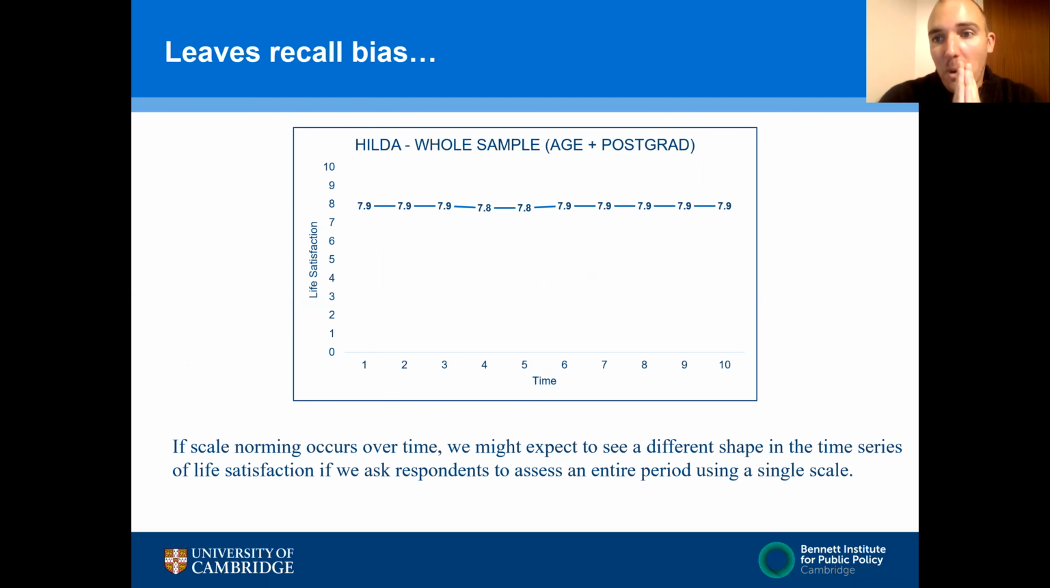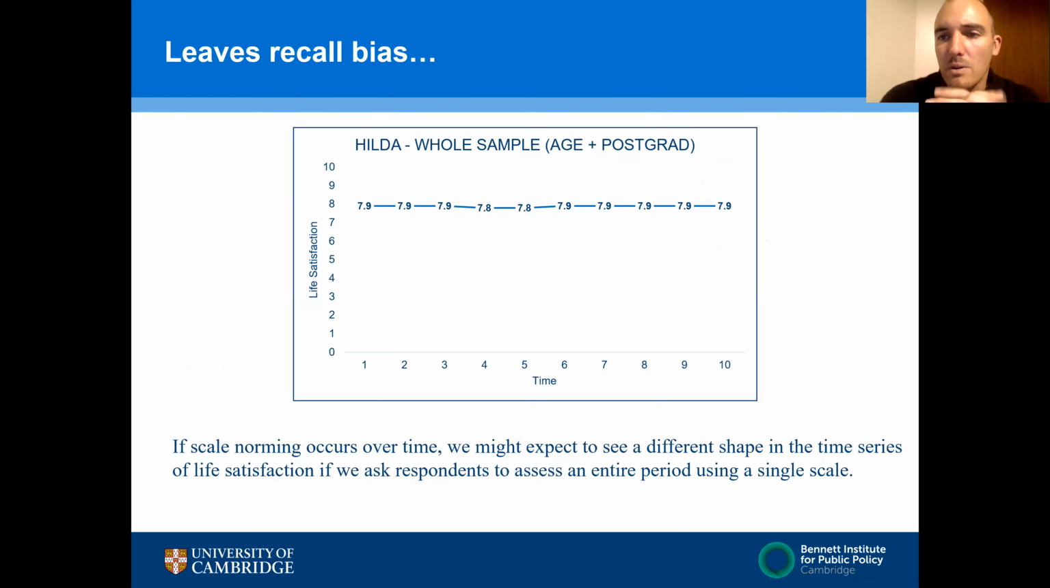Right, so that leaves recall bias. And I think recall bias is really the hard one. It's very difficult to control for, and it's very easy for it to create the impression of scale norming when actually it's just people not thinking very deeply about what they're doing. So how could we start to get at recall bias, and how could we start to get at scale norming?